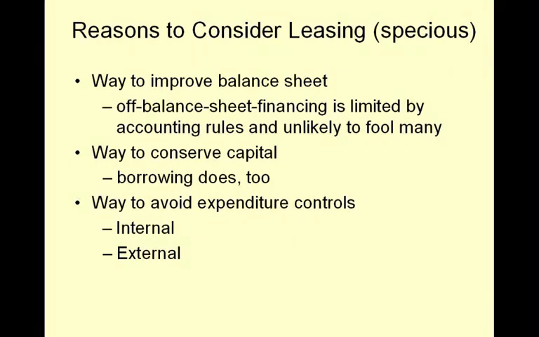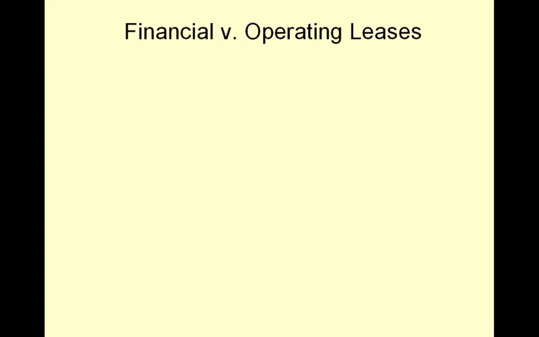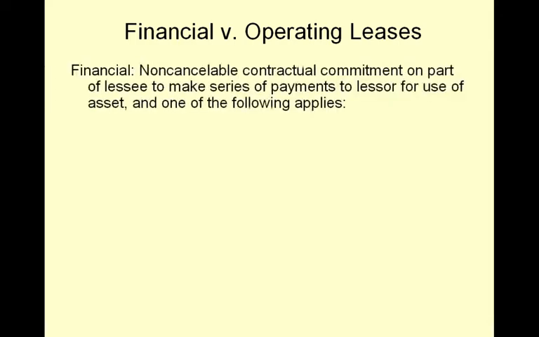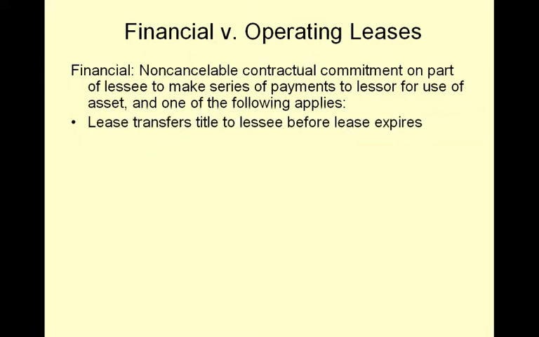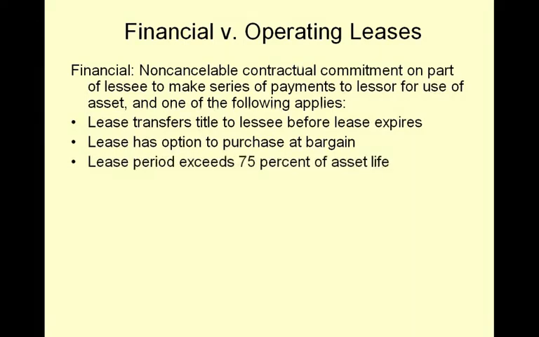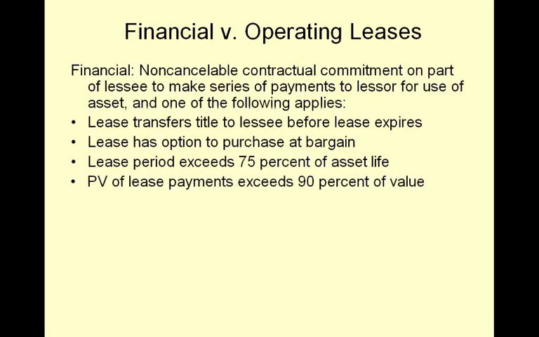There are two general categories of leases: financial or capital leases and operating leases. A financial lease is a non-cancelable contractual commitment on the part of a lessee to make a series of payments to a lessor for the use of an asset. And one of the following has to apply. The lease transfers title to the lessee before the lease expires. The lease has an option to purchase the asset at a bargain. The lease period exceeds 75% of the asset life, or the asset's expected life. Or the present value of lease payments exceeds 90% of the asset value.